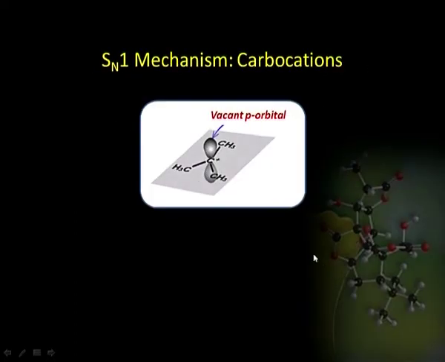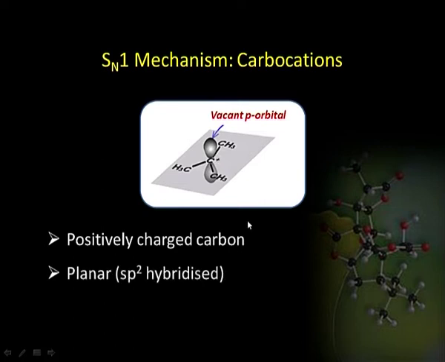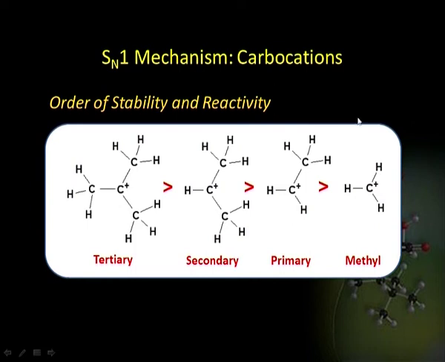The carbocations which are formed during an SN1 reaction are obviously positively charged in nature. These are planar and sp2 hybridized. We shall see what is the significance of this positively charged planar carbon atom. These carbocations are very reactive intermediates.